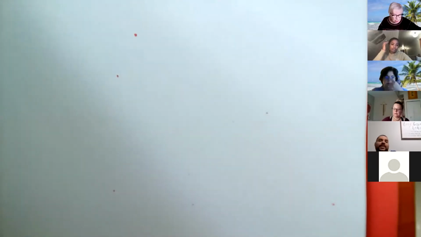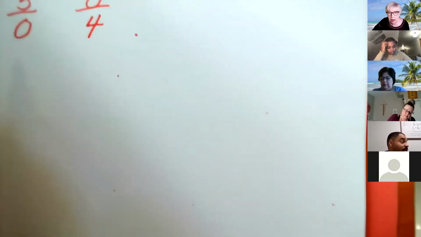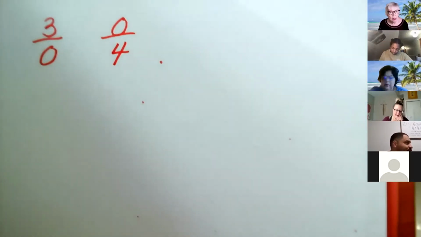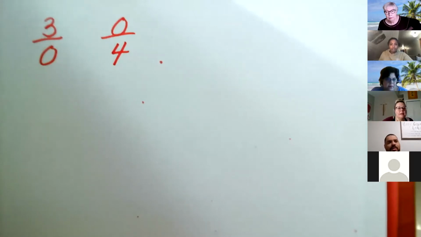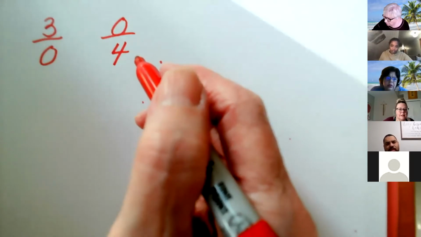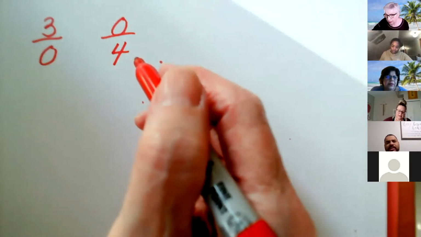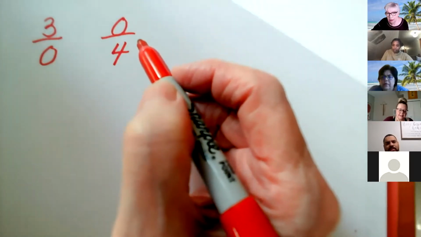Order of operation, the other one that seems to be a favorite of instructors. Which one has an answer and which one doesn't? The 0 over 4 has an answer? Can I use 0 as a divisor in any? There's no answer.